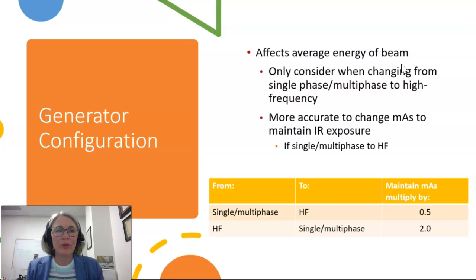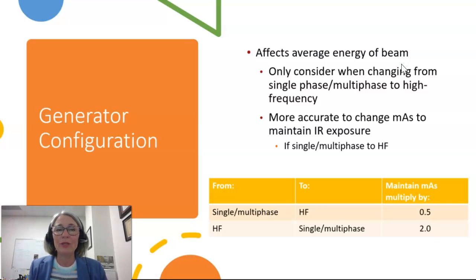Generator configuration does affect the energy of your beam. It's only considered when changing from single phase or multi-phase, which I clumped together for you, to high frequency. So you've got your 6 pulse, your 12 pulse, single phase, all that. We're just going to say single phase, multi-pulse, and high frequency. It's more accurate to change mass to maintain IR exposure.